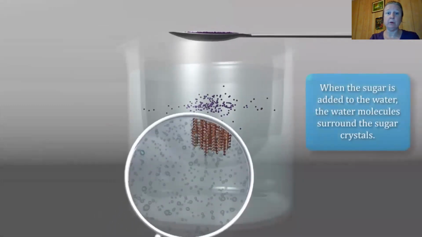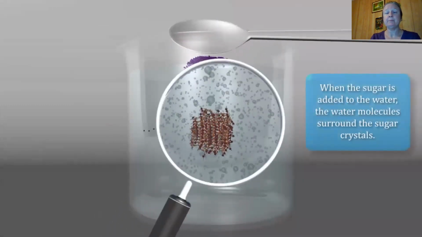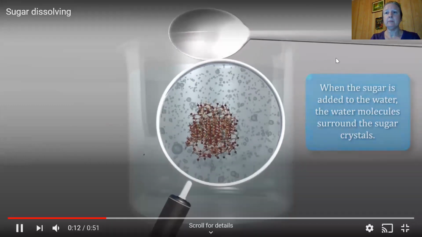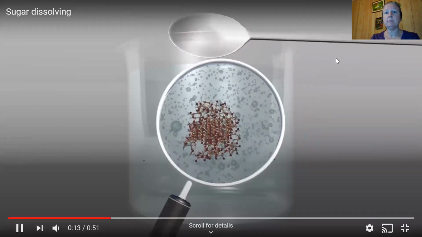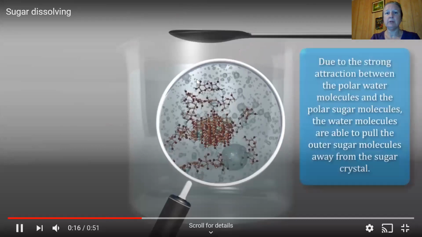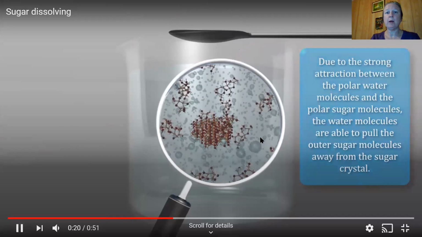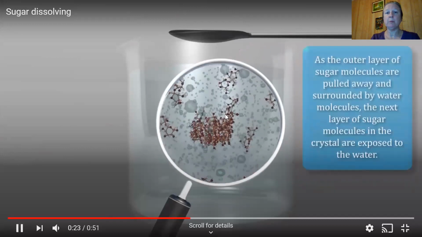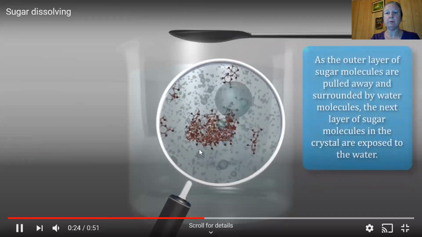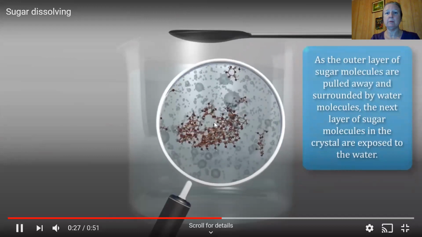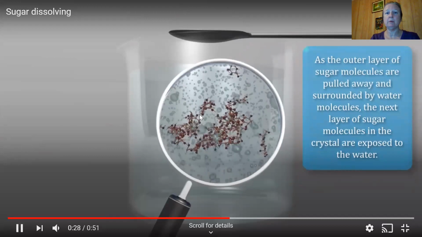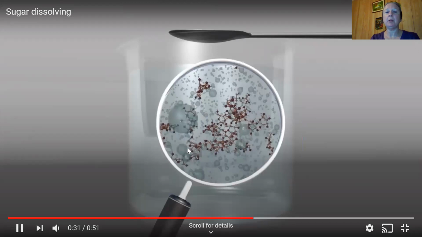For some reason, they're using purple sugar. See, that's an individual sugar molecule. These are being surrounded by the water molecules and pulled apart from the crystal. But they are staying a complete sugar molecule.